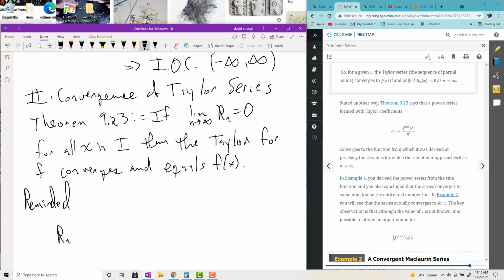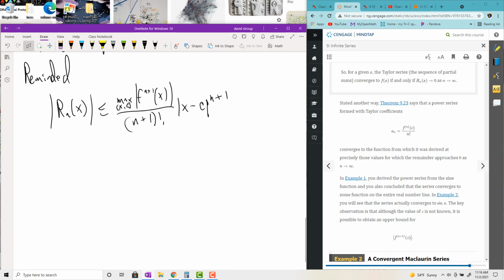So this R sub n of x thing, when we worked with it, we bounded it above by the max of the n plus first derivative on this interval from x to c, divided by n plus 1 factorial, in absolute value, times x minus c raised to the n plus first power. It's that junk that you're going to have to be working with.